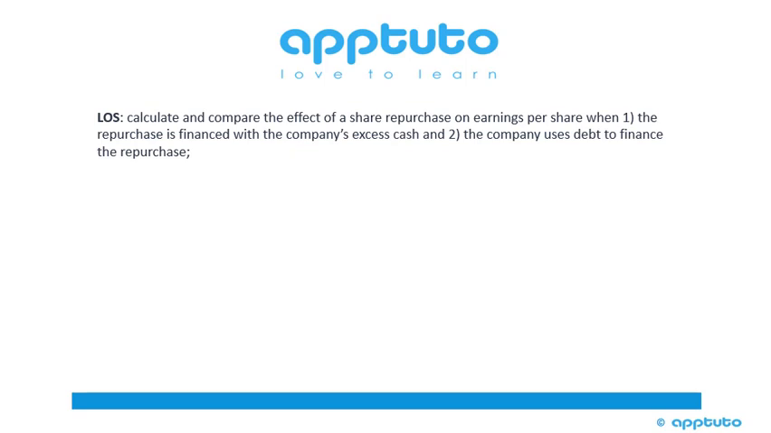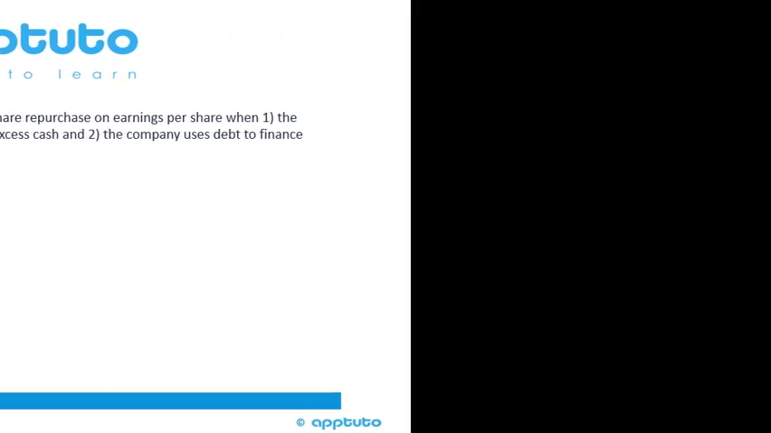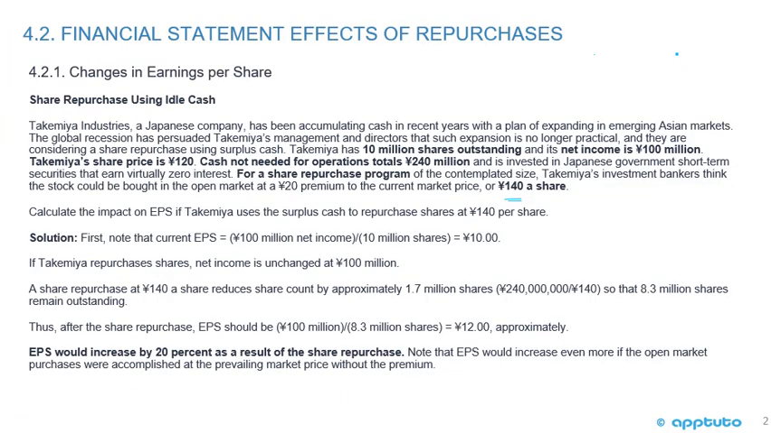SLOS is to calculate and compare the effect of a share repurchase on earnings per share when, one, the repurchase is financed with the company's excess cash, and two, the company uses debt to finance the repurchase. Financial statement effects of repurchases, changes in earnings per share.